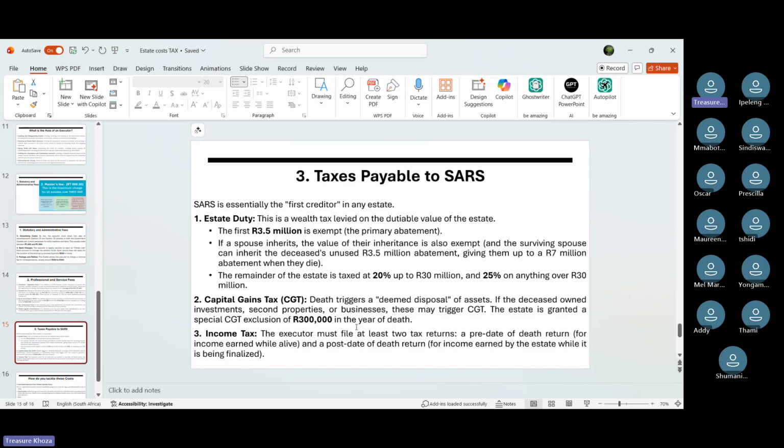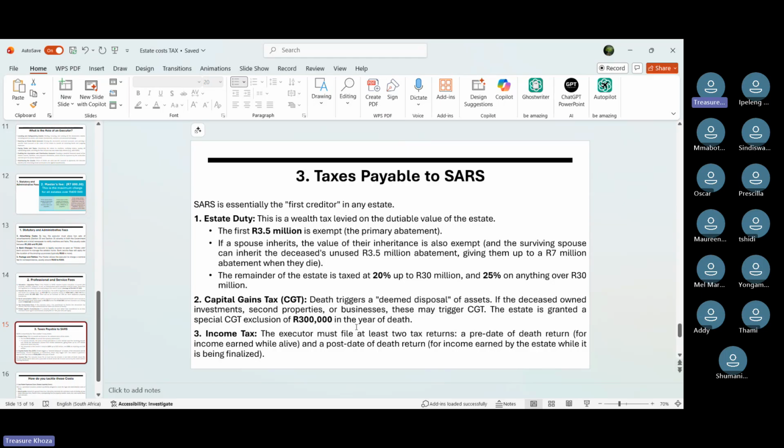This is a wealth tax levied on the dutiable value of the estate. The first 3.5 million is exempt, the primary abatement, so it is not subjected to tax, but anything above that is. Now here's the part which gives an advantage to people who are married and are going to transfer all their estate to the living spouse. If a spouse inherits, the value of their inheritance is also exempt, and the surviving spouse can inherit the deceased's unused 3.5 million abatement, giving them up to 7 million abatement when they die.